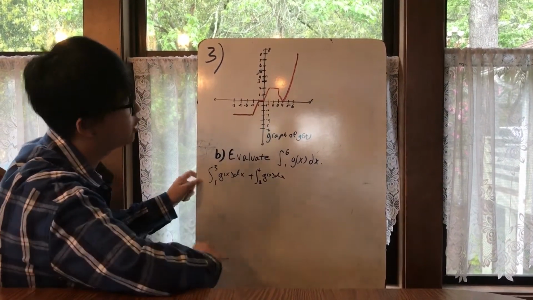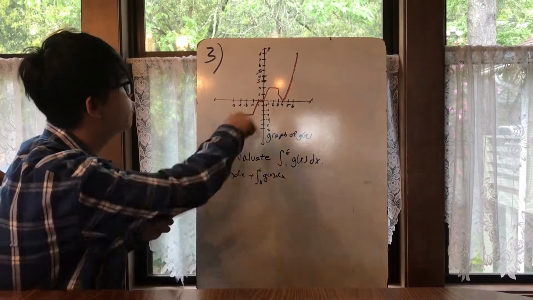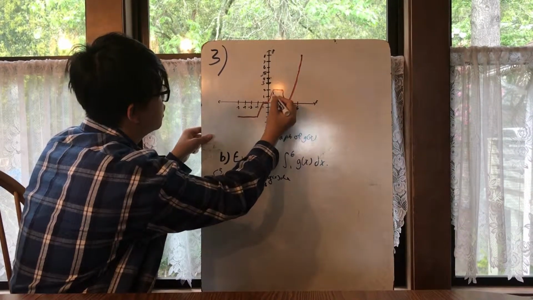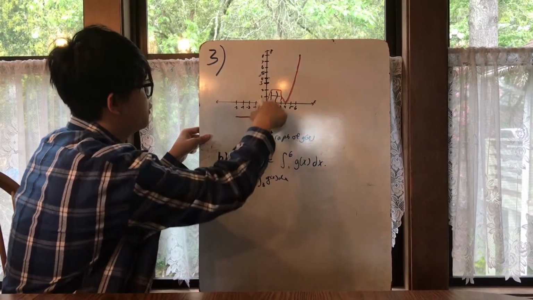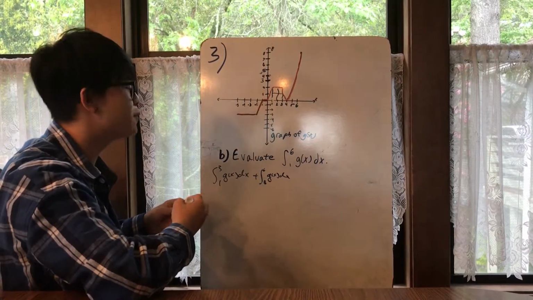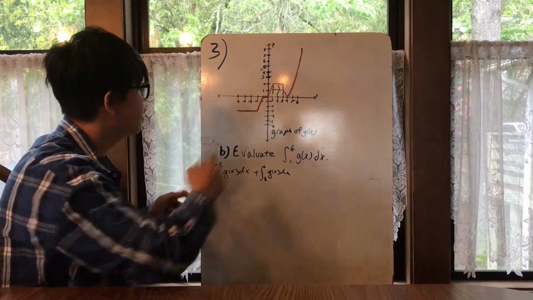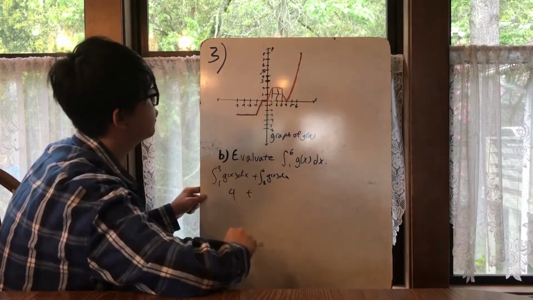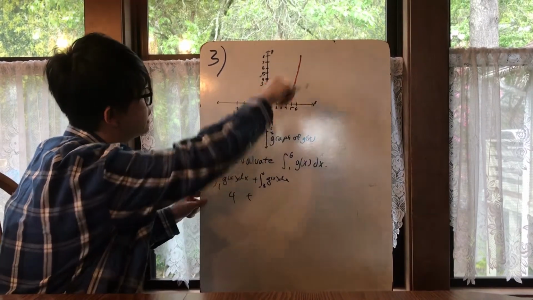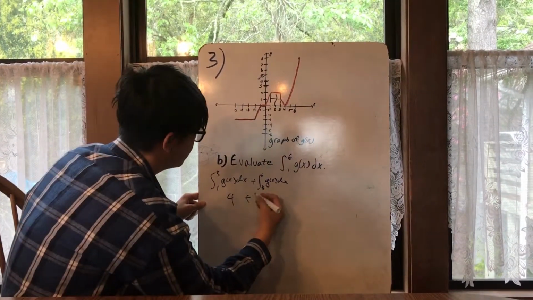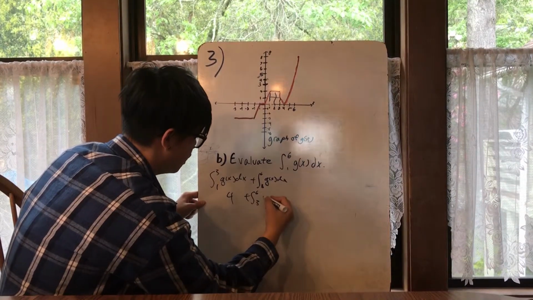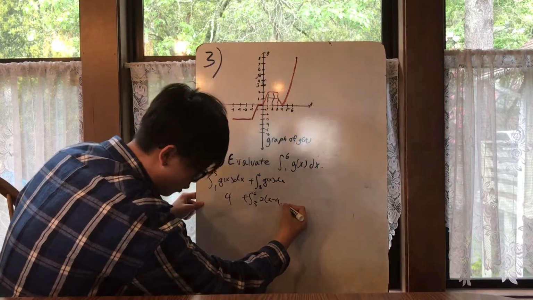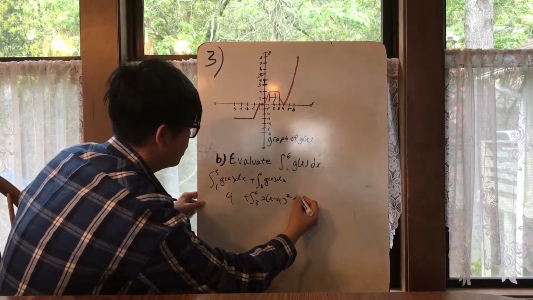To solve for this first part, we can just look at the graph. We can tell that if we draw lines like this, there'd be 2 squares, so there would be 4 squares. So the area for this part would just be 4. And from 3 to 6, we're given the equation that g(x) is 2 times (x-4)² dx.